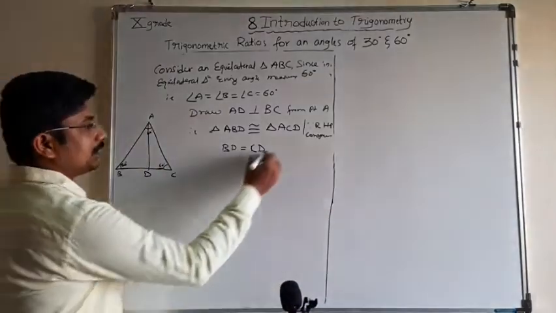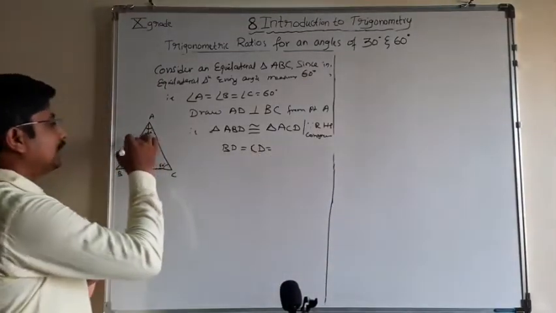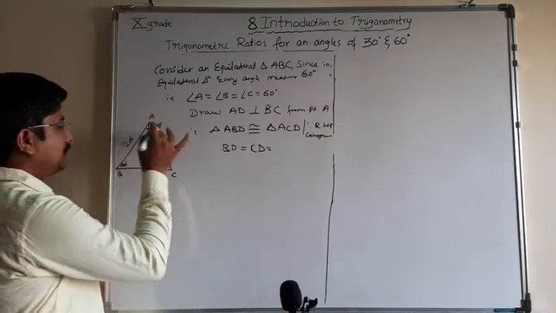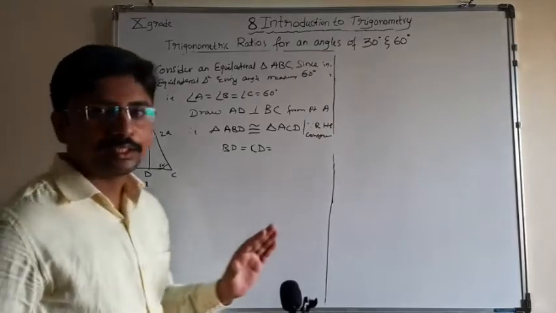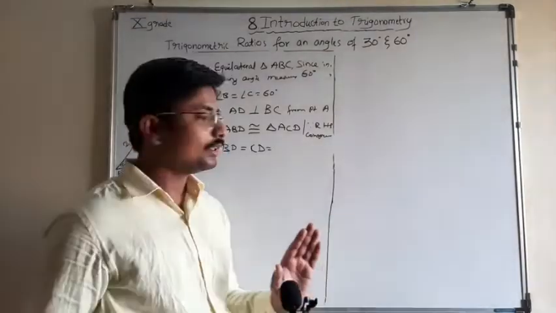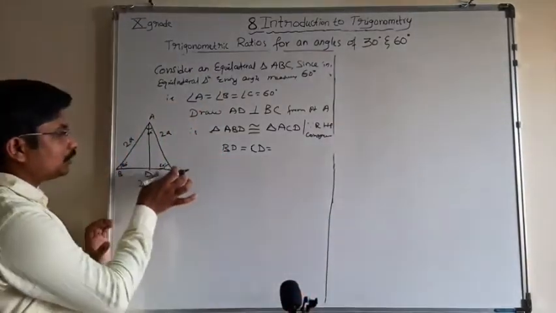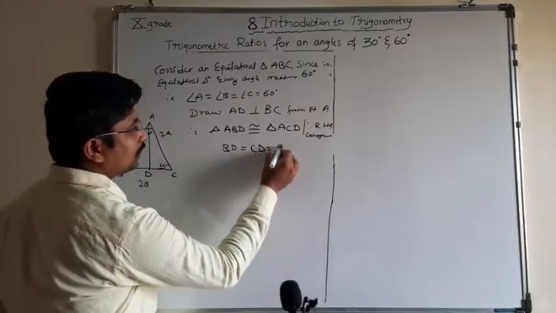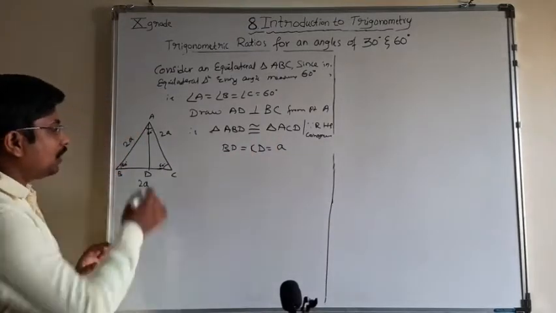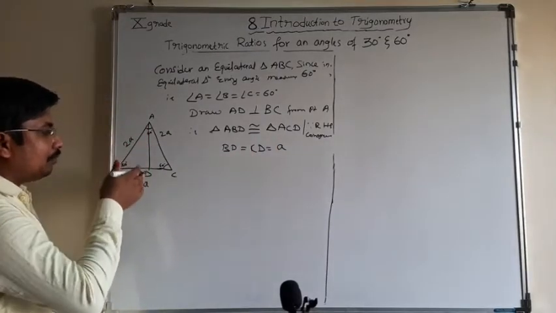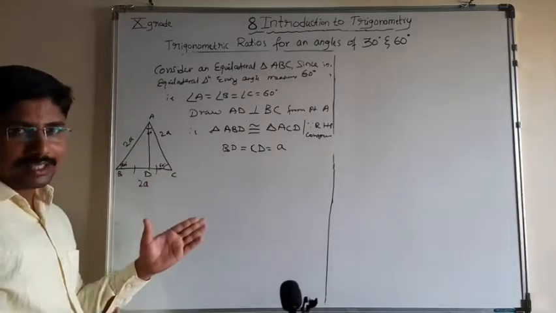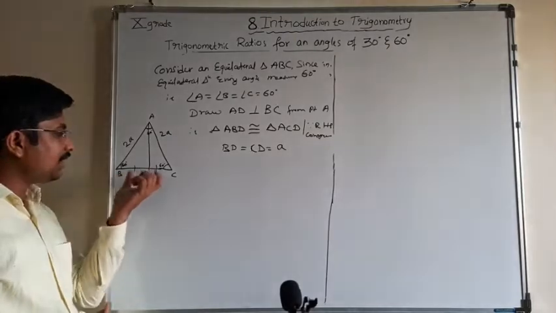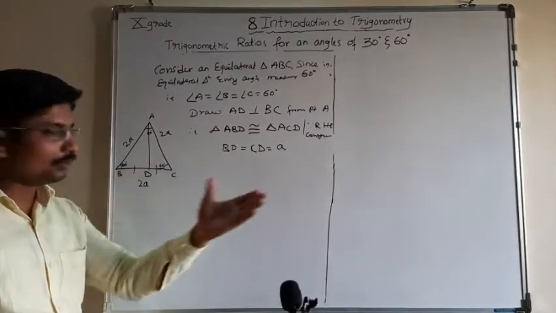I will consider the AB length, AC length and BC length as 2a. Then BD equals CD, which is nothing but a, because AD bisects the side BC, so BD equals DC. Therefore, each of BD and CD is equal to a.